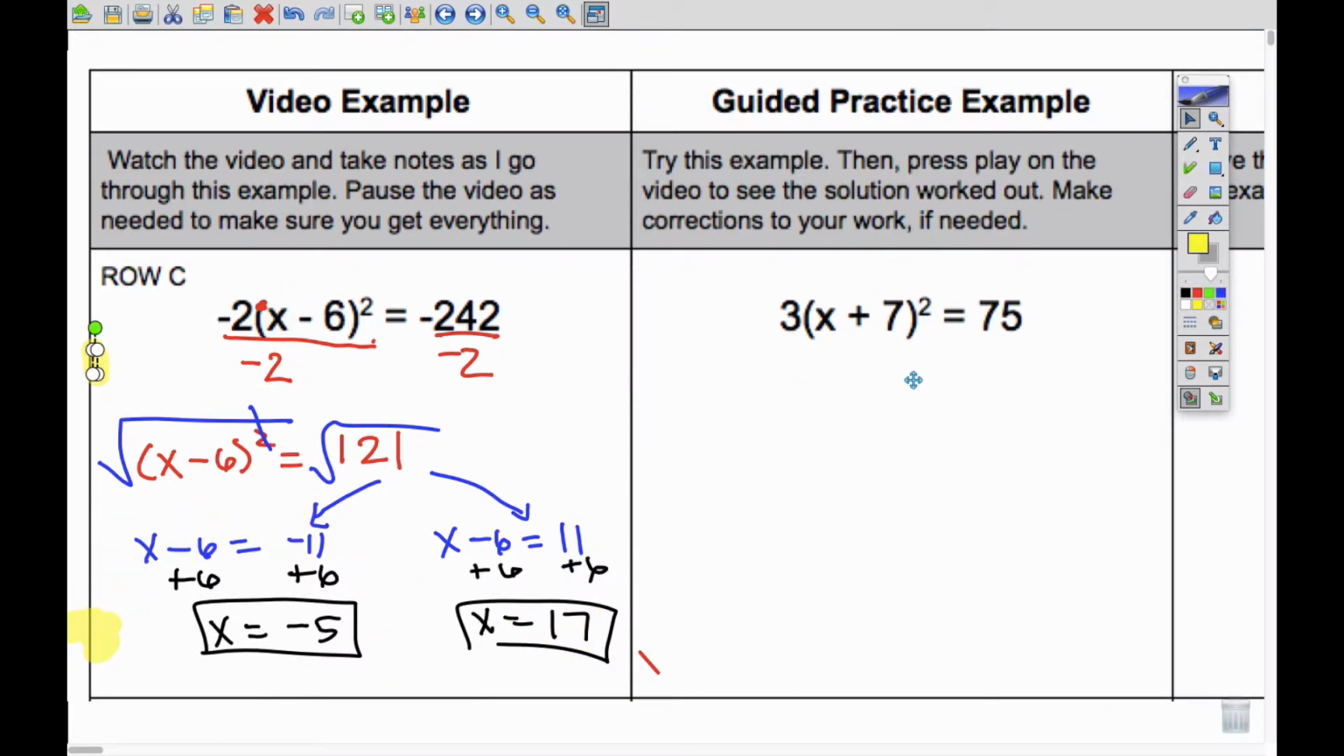Okay, at this point, go ahead and pause the video, try this example, and then when you have completed it, press play to check your work.